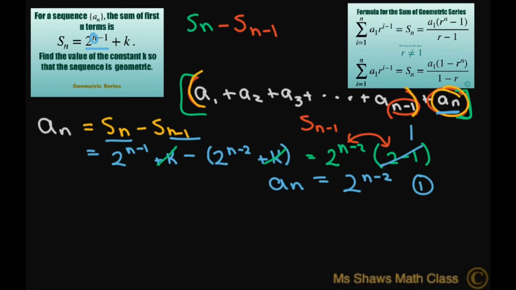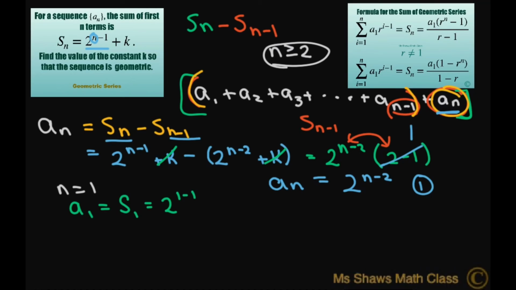All right. So now that's when we have 2 or more terms. So this is when n is greater than or equal to 2. That's if you have at least 2 terms. Now when n is 1, let's see what our first term would be. a sub 1 equals the sum of the first term, which is going to be 2 to the power of 1 minus 1 plus k. Well, 1 minus 1 is just 0, and 2 to the power of 0 is 1. So you get 1 plus k.